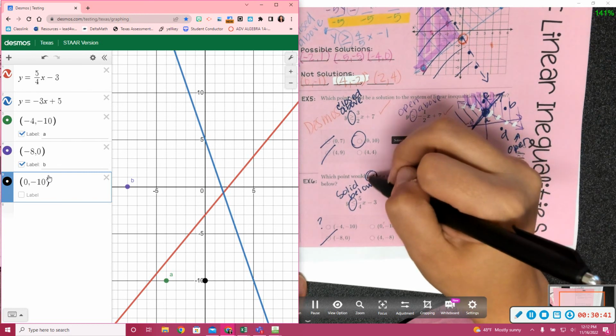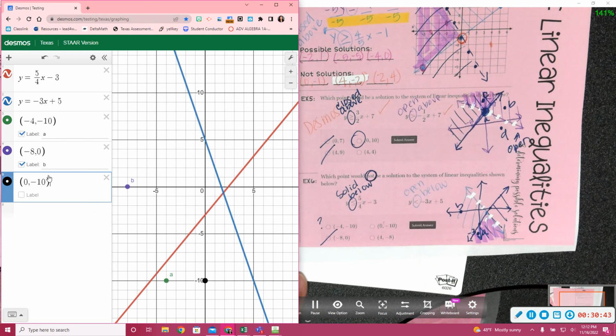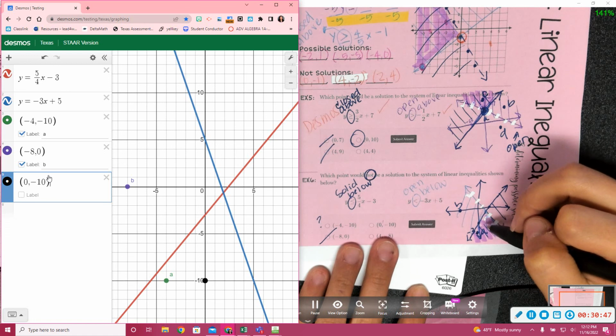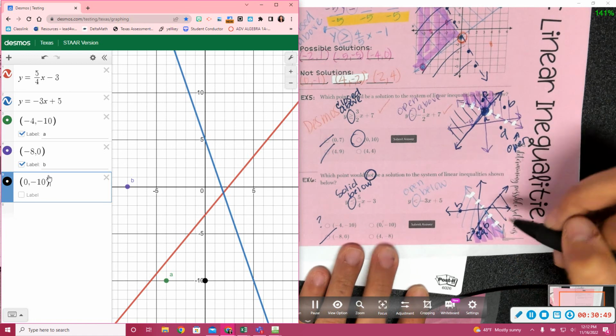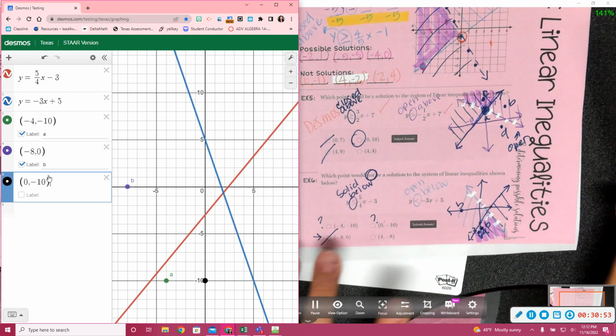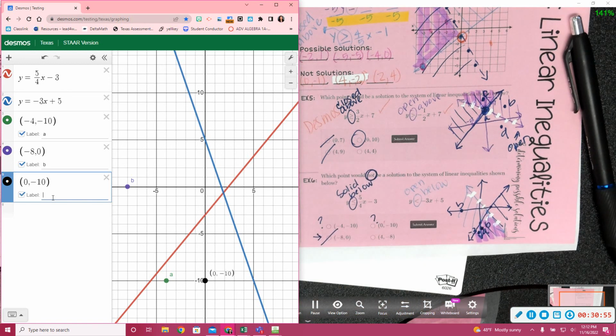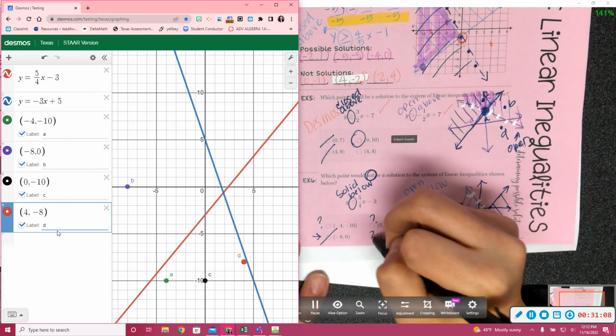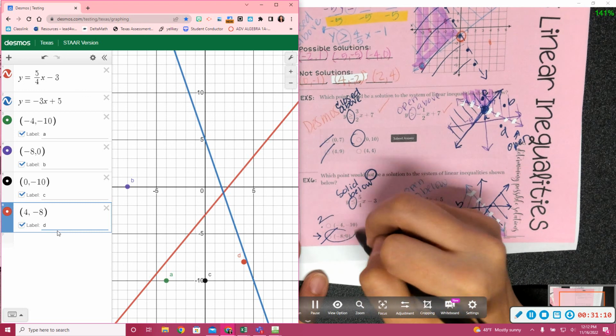It says which one is not. I didn't read. It says 0, negative 10. This B is a good one, so it might just be that one. And we'll see 4, negative 8. Label it D. Yep. So it's not any of these, it is B.